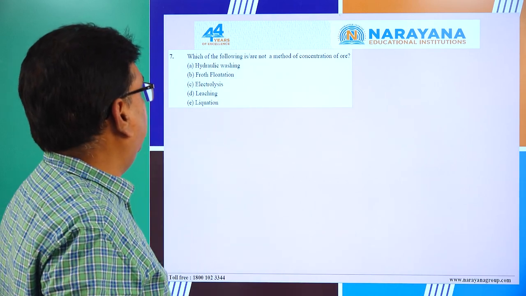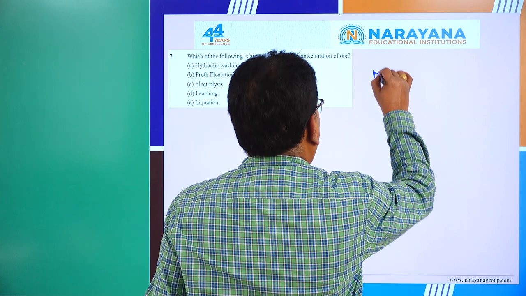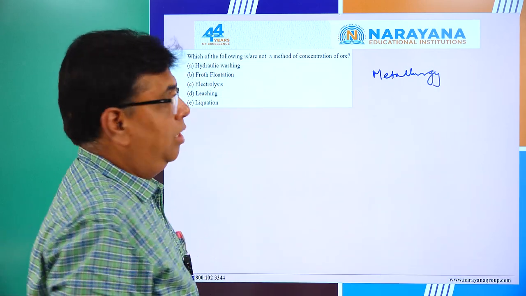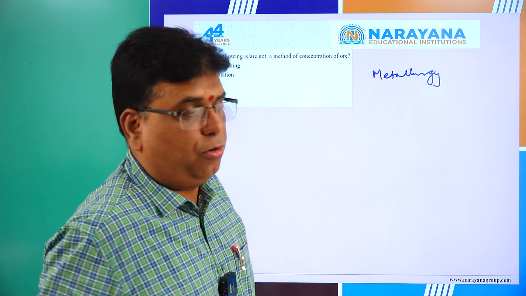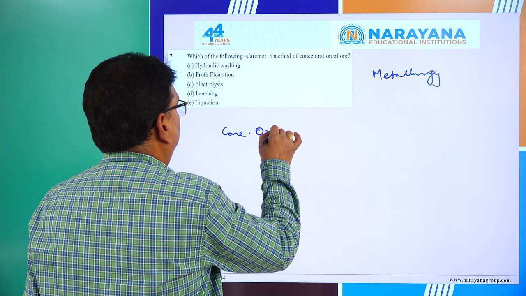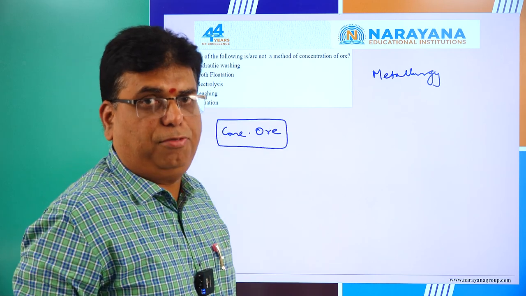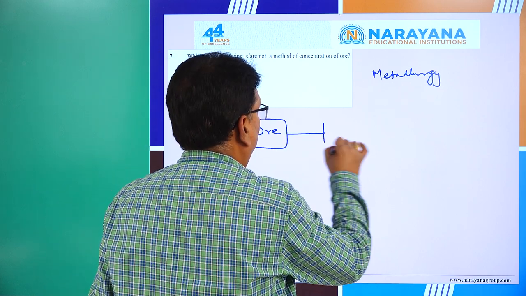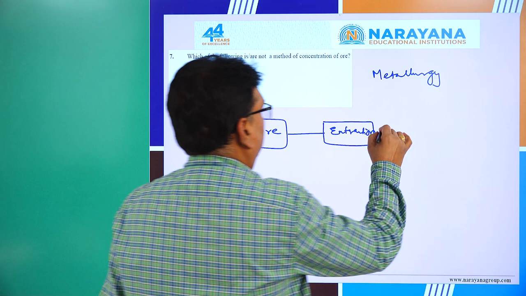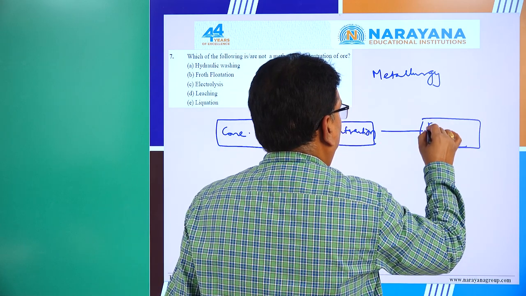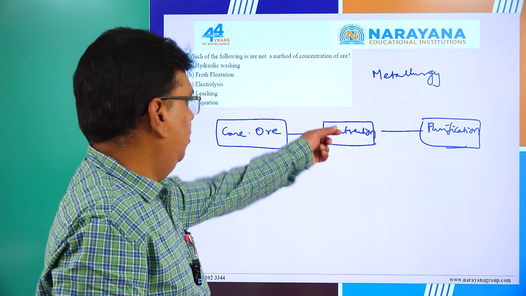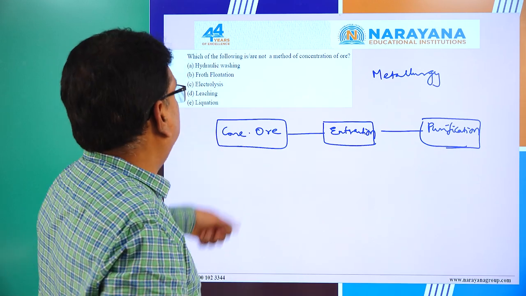Which of the following is or is not a method of concentration of ore? This is from the chapter metallurgy. In the extraction processes in metallurgy, for the extraction of a metal from the ore, we basically have 3 steps. First step is concentration of ore, followed by extraction, followed by purification of metal. In the extraction again we have different steps, but the question asked is about concentration of ore.